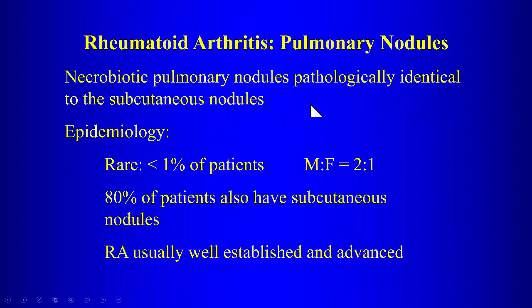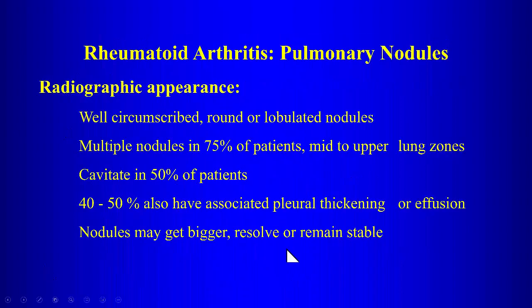So these necrobiotic nodules from rheumatoid arthritis have the same pathology that you would see in the subcutaneous tissue within these patients. It's pretty rare, less than 1% of patients, again, more common in males. If you're thinking about this, ask if the patient has subcutaneous nodules, because 80% of these patients who have rheumatoid lung nodules will have subcutaneous nodules. And again, the rheumatoid arthritis is usually well established and advanced.